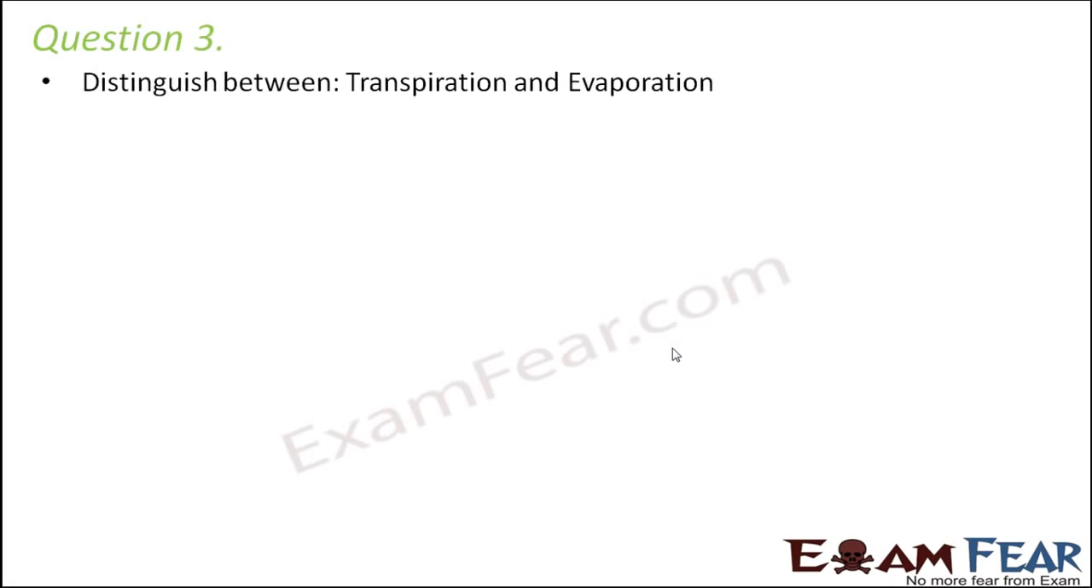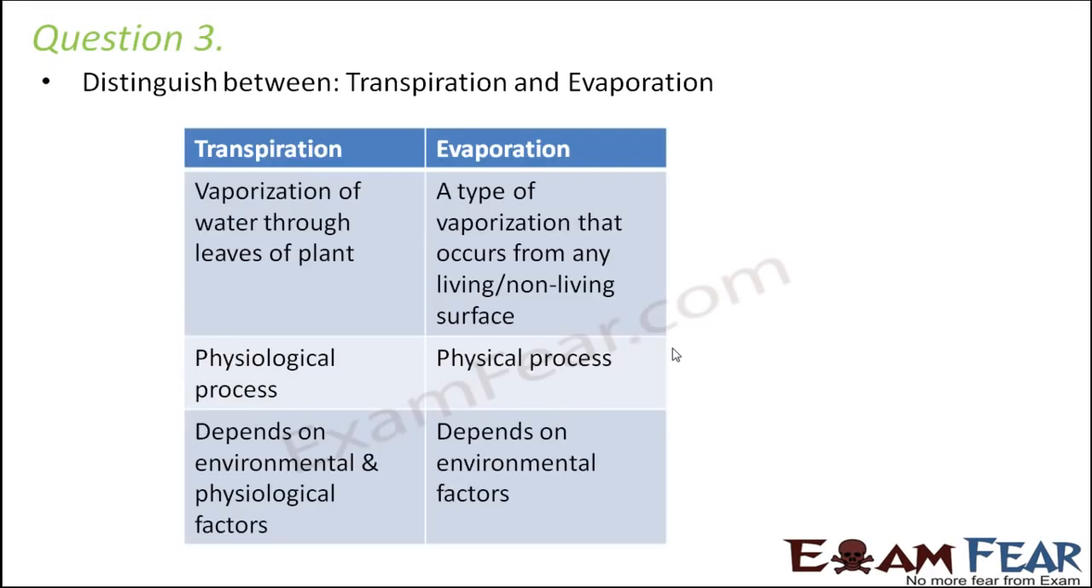Question number 3. Distinguish between transpiration and evaporation. So transpiration is again a type of evaporation, but it is a special type of evaporation. When we talk about transpiration, it is only the evaporative loss of water from the leaves of plants. But evaporation is a general process. It can happen anywhere. When you boil a cup of water, then also some of the water evaporates in the form of water vapor. So that is evaporation. Transpiration again is also a form of evaporation.